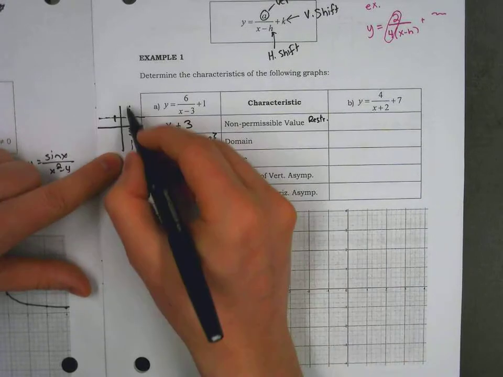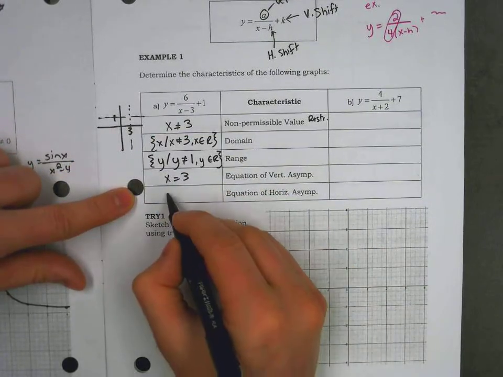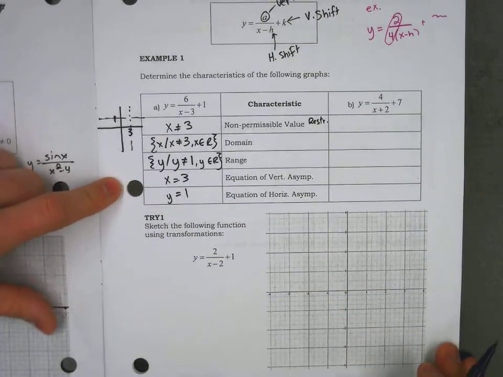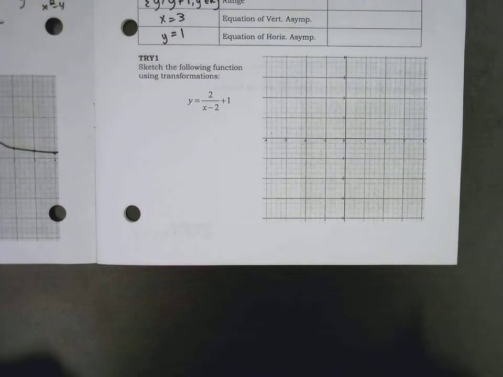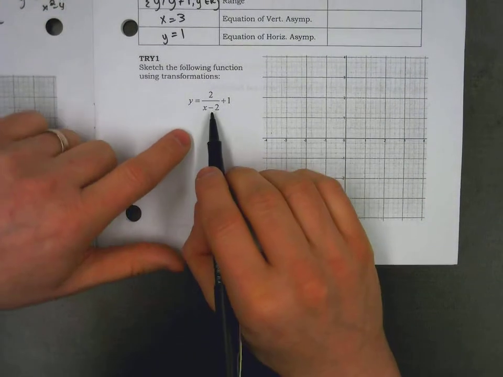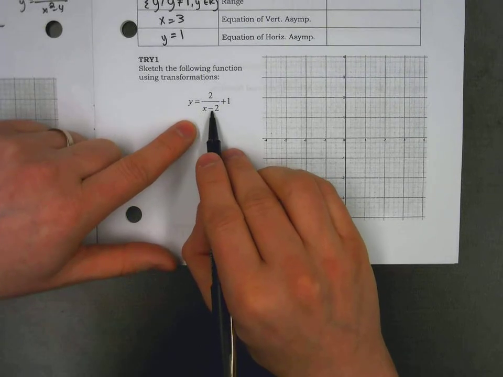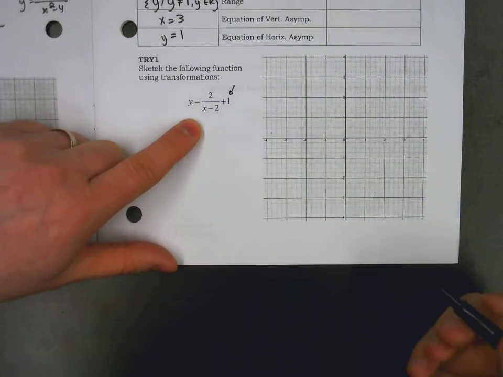Equation of the vertical asymptote, this is an x that equals 3. Your equation of the horizontal asymptote, this is a y value that equals 1. Now as we start to apply these transformations, this does get to be nicely tidied up. Our horizontal asymptote is attached to the vertical shift.